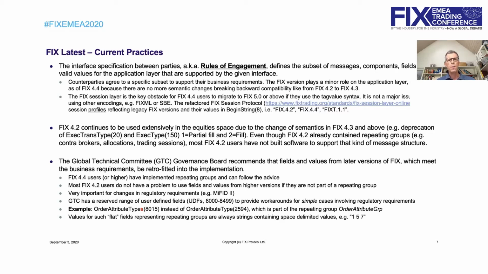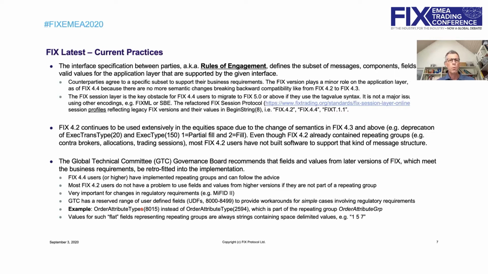Fix 4.2 had repeating groups as a concept for contra brokers, allocations, other things, but most users haven't built any software to support that kind of message structure, so they can only support individual fields. So the GTC governance board a few years ago already recommended that the users of any version can use fields and values from later versions of Fix if these meet their business requirements, and that they retrofit them into their implementation as much as they can. So a Fix 4.4 user has most likely implemented repeating groups and is sort of completely free there.